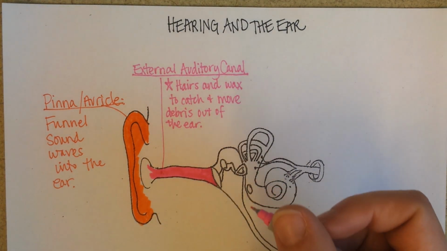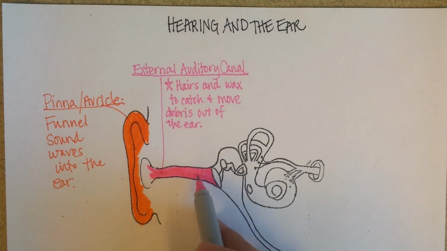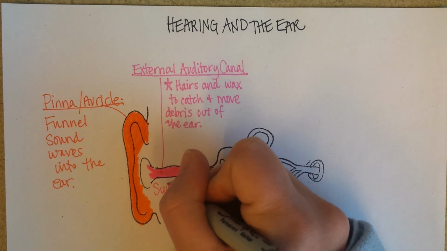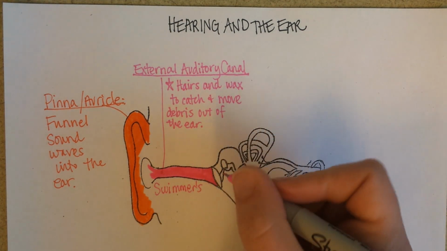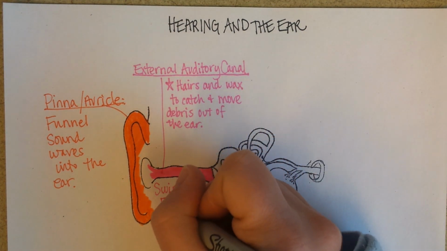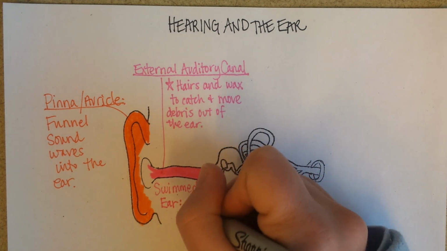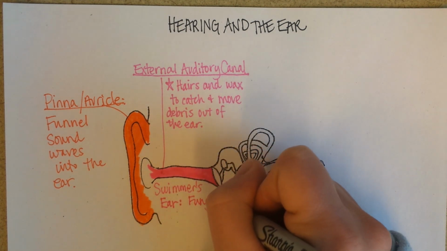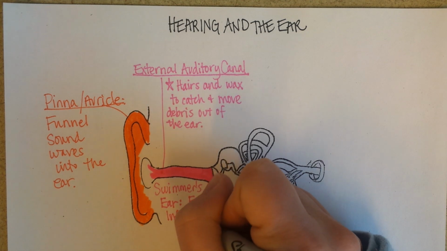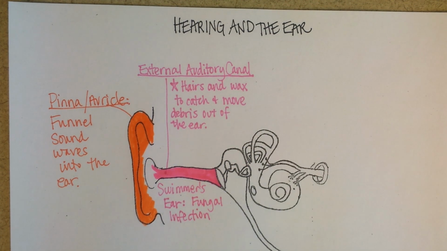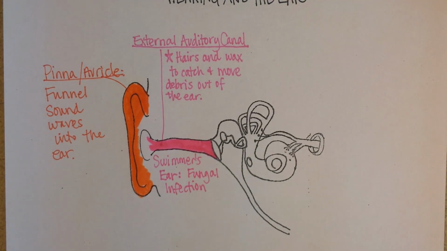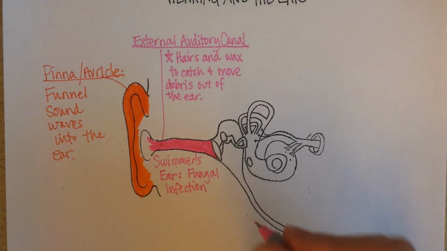And then another thing to mention about something that can happen here is something called a swimmer's ear. This is actually a fungal infection in the external ear, and it can be quite painful. You can see why it was called swimmer's ear originally, right? Because it's from a chronic moistness in the ear.